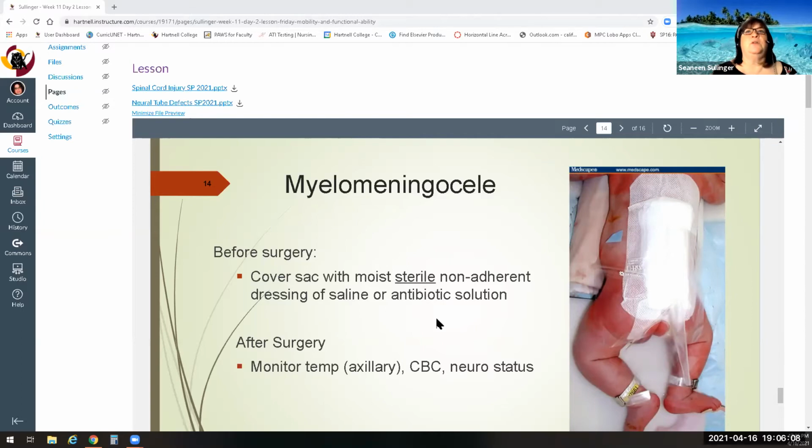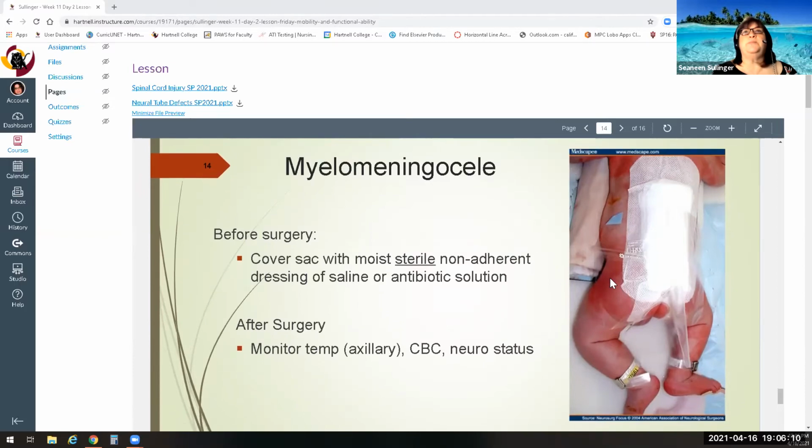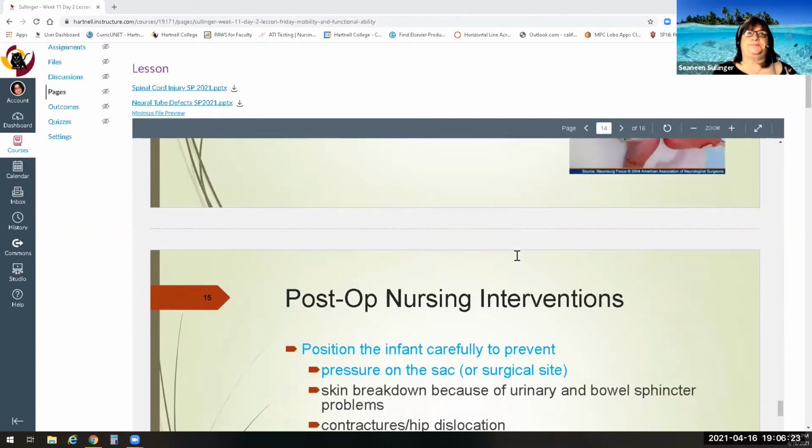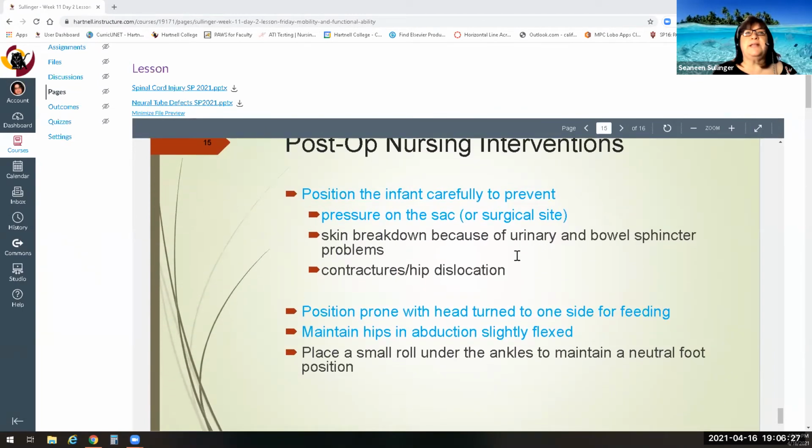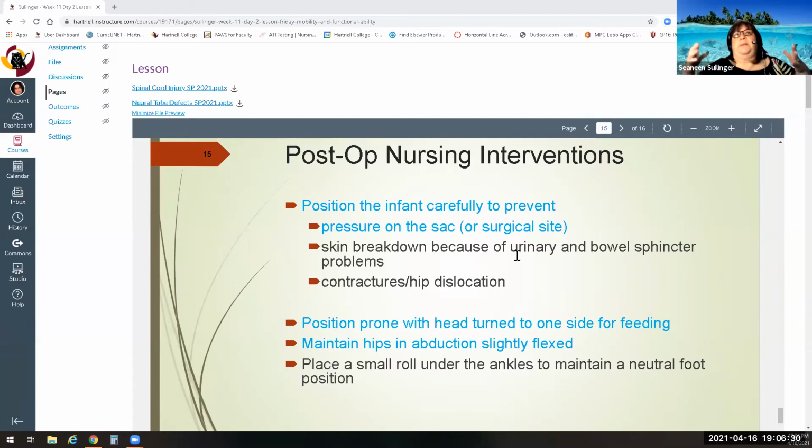That's a great question. And so we're going to position the baby prone and then turn the head to the side and change position that way. We can't really change the position because we have to keep the baby prone. So we want to make sure that we're turning the head side to side. And then skin breakdown. If the baby's in that position, you have to watch the hips because they're in that one position, turn side to side.